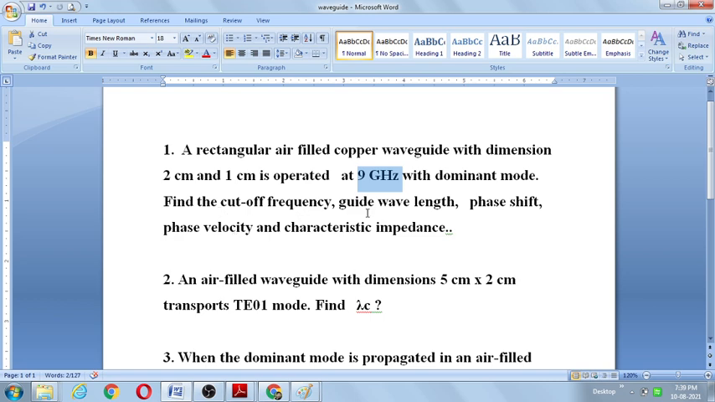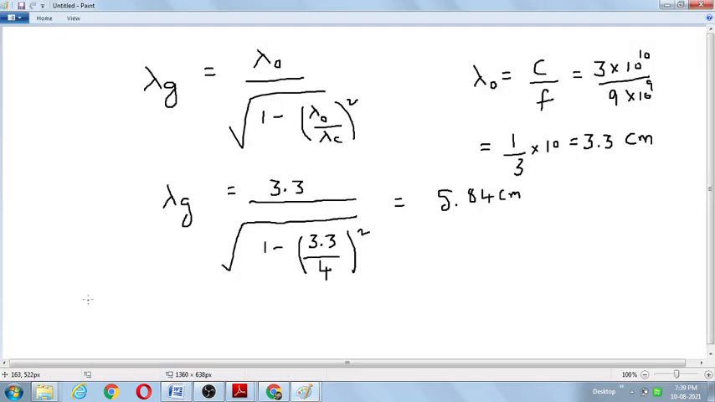Next, cutoff frequency and guide wavelength are calculated. Phase shift. Phase shift means beta. So beta is equal to 2 pi by lambda g. There is one formula, 2 pi by lambda g. So it is easy to calculate phase shift also. 2 into 3.14, so 3.14 pi value. Lambda is equal to 5.84. So based on these values, we'll calculate beta, that is nothing but phase shift.